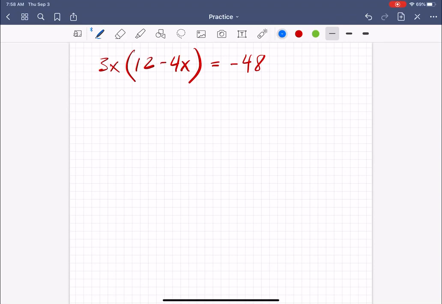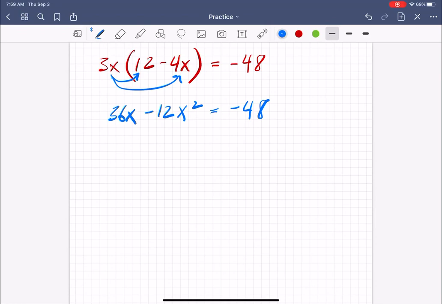And we need to make sure when we have these parentheses that this 3x gets multiplied to everything on the inside. So 3x times 12, 36x. 3x times negative 4x is a little more difficult. 3 times negative 4 is negative 12. And x times x, we add our exponents to get x squared. And we have our negative 48 on this side.